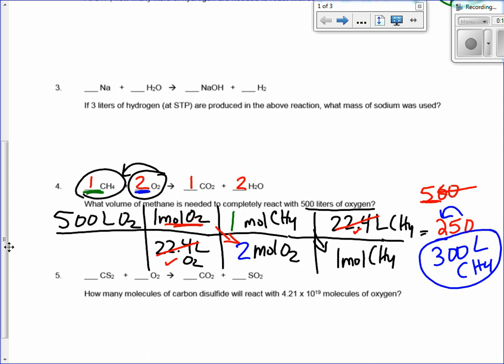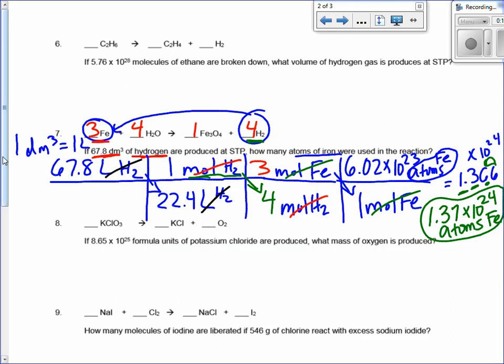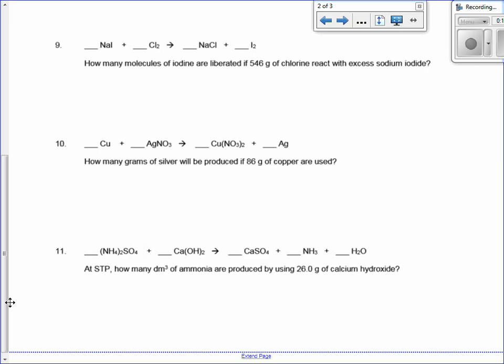We have time for one more. Anybody else like to select a problem? Number 10. Okay, let's look at number 10. All right, number 10. How many grams of silver will be produced if 86 grams of copper are used? Well, what do we need to do first? Balance. So we need to balance. Are we balanced? Yes.